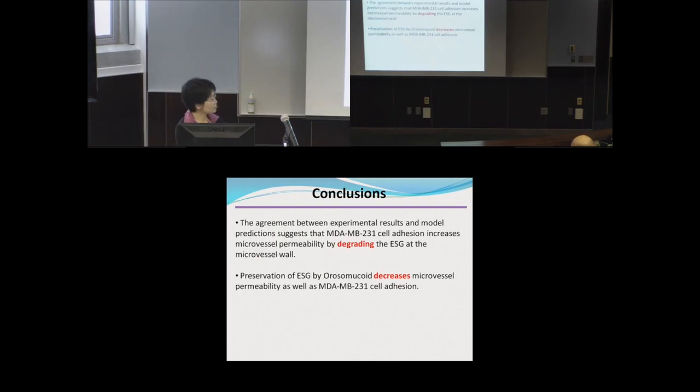So the agreement between experimental results and model prediction suggests this type of tumor cell adhesion increases microvessel permeability by degrading the surface glycocalyx in the microvessel wall. If we preserve this surface glycocalyx, we can reduce the solute permeability as well as tumor cell adhesion.